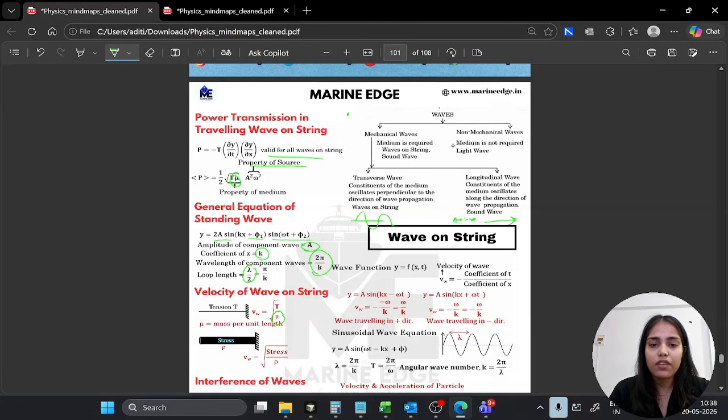Now the transverse wave is an example of waves on a string. Here we can see the particles of the wave are moving up and down, whereas the motion of the wave is in the forward direction. So the direction of propagation of the wave is perpendicular to the motion of the particles. So that is the transverse wave.